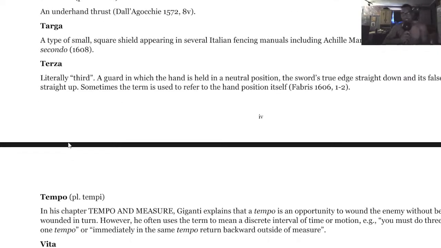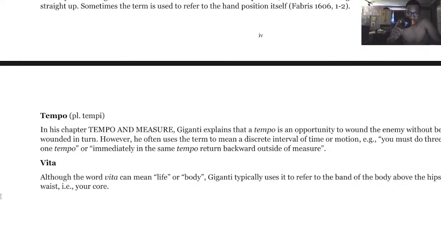Targa. Terza. Tempo. In his chapter Tempo and Measure, Giganti explains that tempo is an opportunity to wound the enemy without being wounded in turn. However, he often uses the term to mean a discrete interval of time or motion. You must do 3 things in one tempo, immediately in the same tempo, return backward outside of the measure. Vita, the word vita can mean life or body.